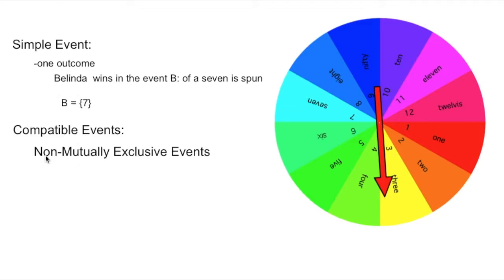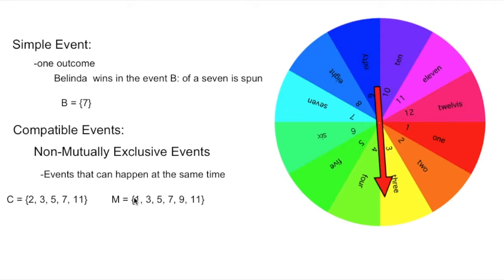Compatible events. These are also called non-mutually exclusive events. Events that can happen at the same time. Can Clara and Morgan both win at the same time? Remember, Clara is the prime numbers and Morgan are the odd numbers. Can we spin a prime number and an odd number at the same time? Sure. If a 3 comes up, they both win. Or if 5 comes up, they both win.